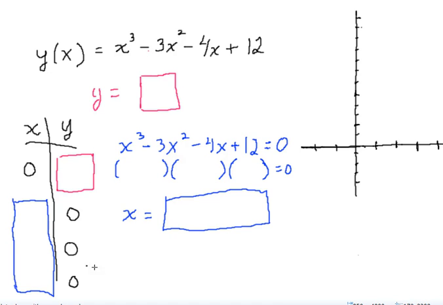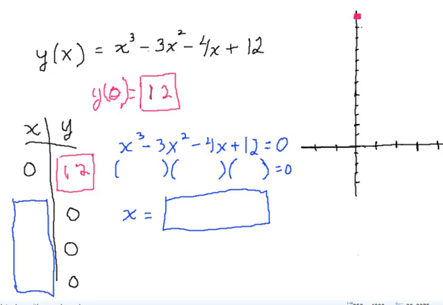I expect 3 zeros, but I expect 1 y-intercept, because let's see, what is y of 0? Plug in a 0: 0 minus 0 minus 0 plus 12. Let's not write all that down. Let's just do it in our heads, and we get y of 0 equals 12. Table of values. Plot it here.